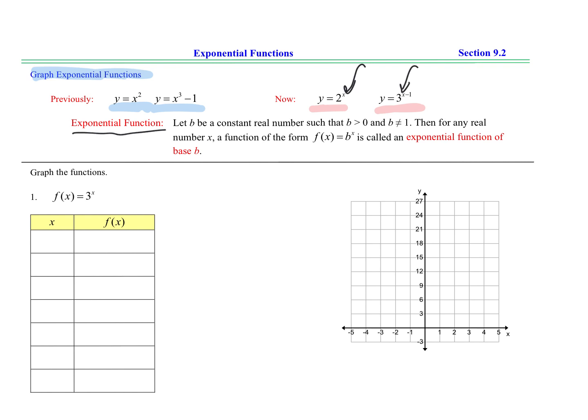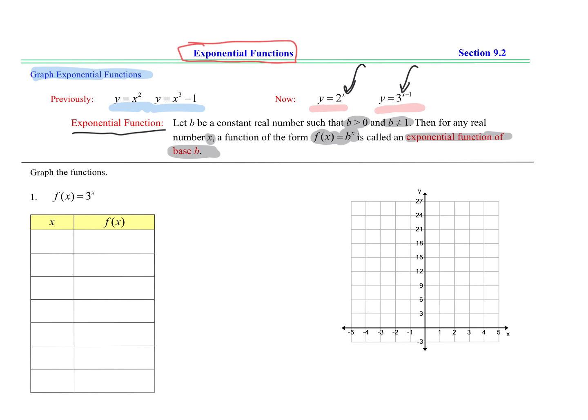An exponential function definition. Let b be a constant real number such that b is greater than 0 and b does not equal 1. Then for any real number x, a function of the form f of x is equal to b to the x is called an exponential function of base b. And exponential functions happen in the real world all the time. Like whenever COVID first happened, it was growing exponentially. And also bacteria grows exponentially.